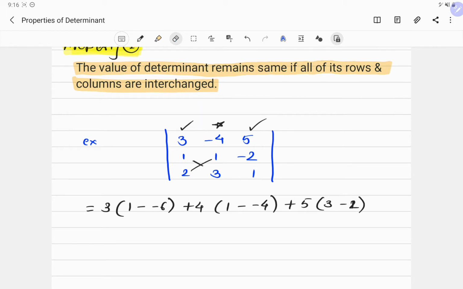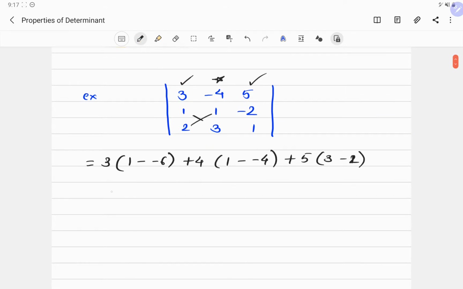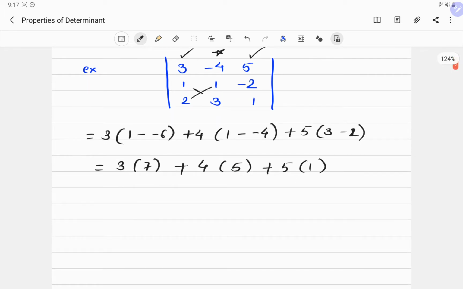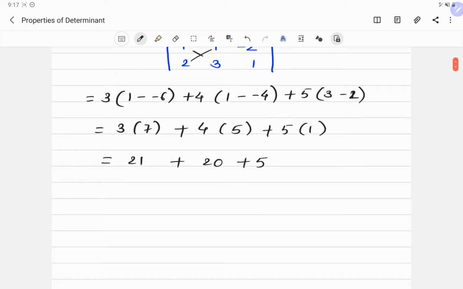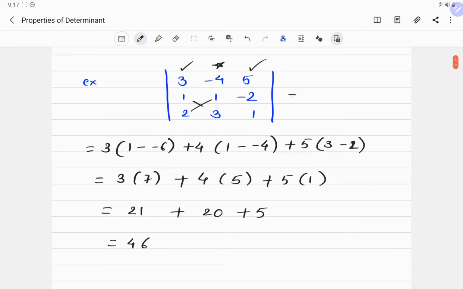Now let's simplify and find the value of this determinant. Once we get this value, we will check this property. So it's a 7 over here, this is 4 times 5, and it's 5 times 1. Here I'm putting all the calculations in detail. This one is 21, 20 and 5. So what is your observation, friends? What is the final answer for this determinant? The final answer for this determinant is 46.